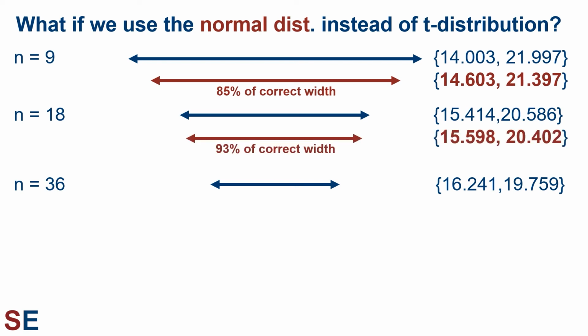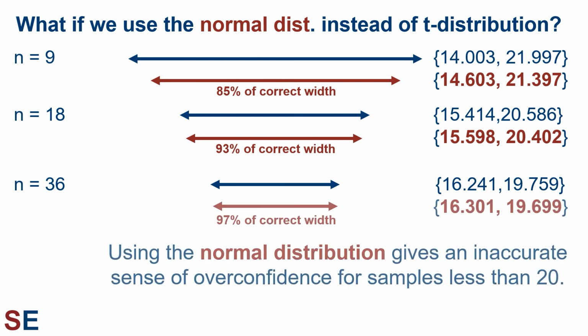For a sample size of 18, the interval is 93% as wide. This portrays a somewhat more restricted region for where the population mean is than we have actual justification for. For a sample size of 36, the interval is 97% as wide. This confidence interval is only slightly smaller than the one we have justification for, but it's still inaccurate. Using the normal distribution is like rounding our sample size upwards by a lot. Technically, this is like rounding the sample size up to infinity. As mentioned earlier, this is a bad idea, because it would give us an unwarranted overconfidence in our mathematical conclusions.